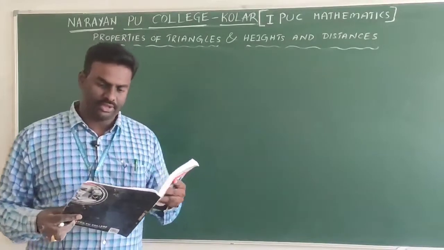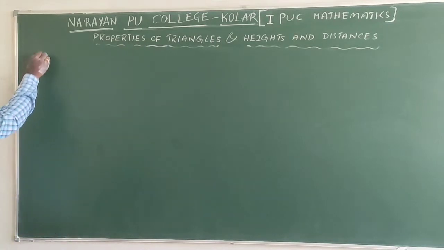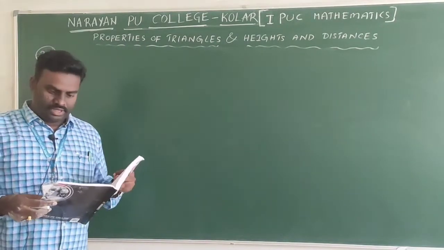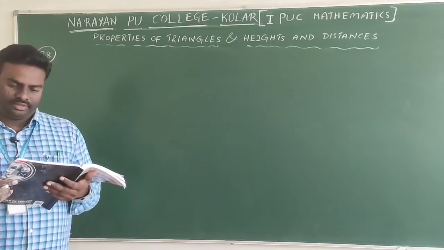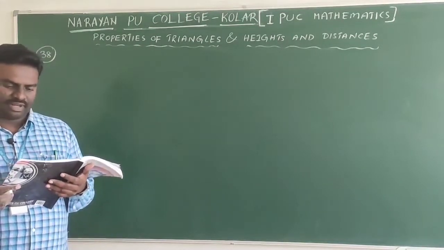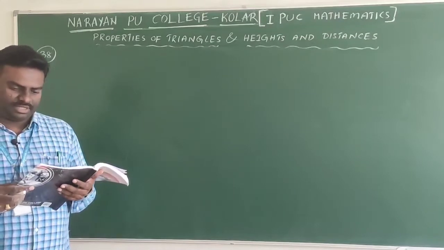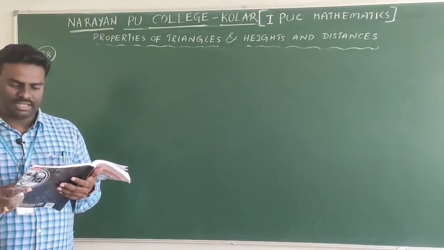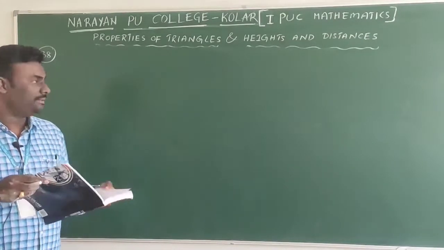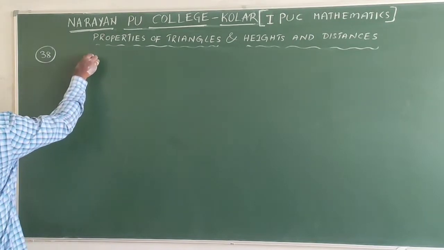Next, the 38th question. Let D1, D2, D3 be the lengths of perpendiculars from the circumcenter of triangle ABC on the sides BC, AC and AB. Okay.